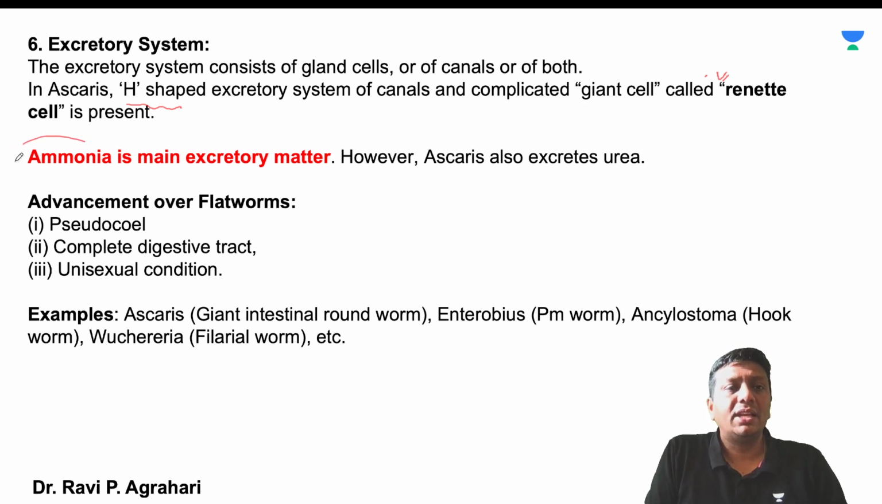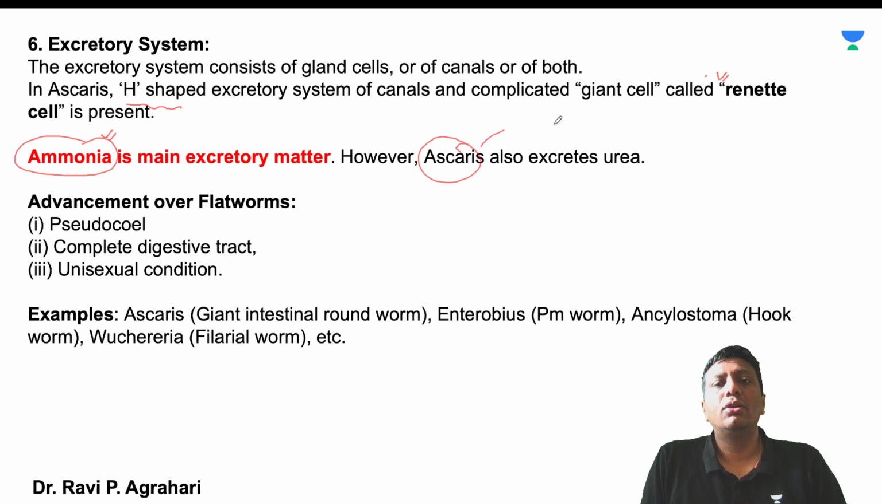The excretory matter in the case of Aschelminthes members is ammonia. Okay, ammonia is the main excretory matter in Aschelminthes members. But Ascaris will also excrete urea. Advancement over the flatworm, guys: they have a pseudocoel, a complete digestive tract, and unisexual conditions. These are the features of roundworms.